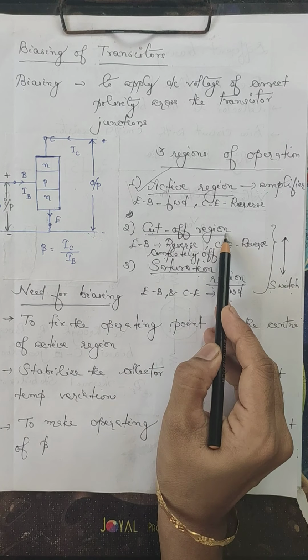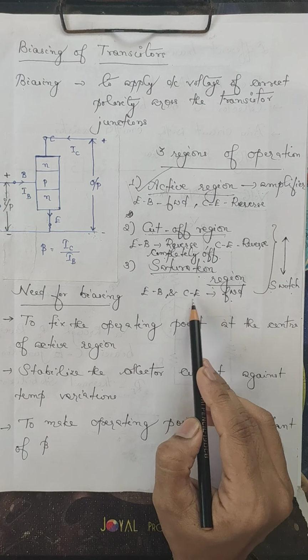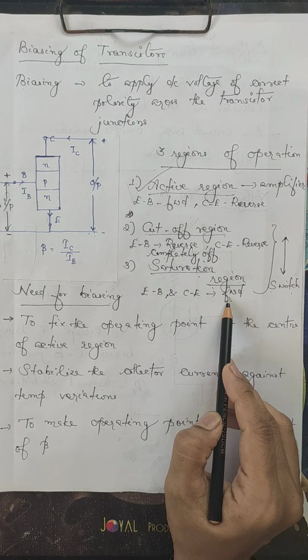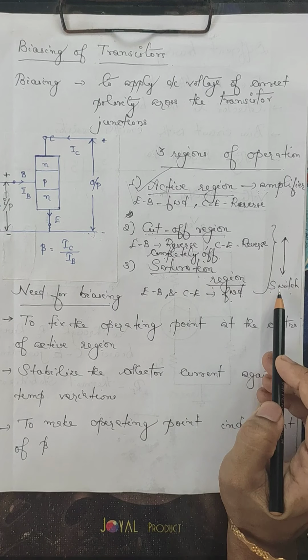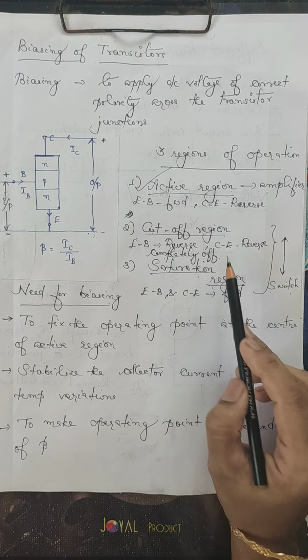The third region is the saturation region, and to get the saturation region of operation, the input junction as well as the output junction should be forward biased. That is, the emitter base junction as well as the collector emitter junction should be forward biased, and under this condition the transistor will be completely turned on. If we operate the transistor alternately between these two regions, the transistor will act as a switch because here it is off and here it is on.